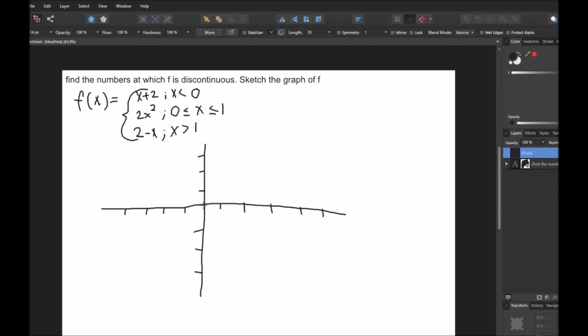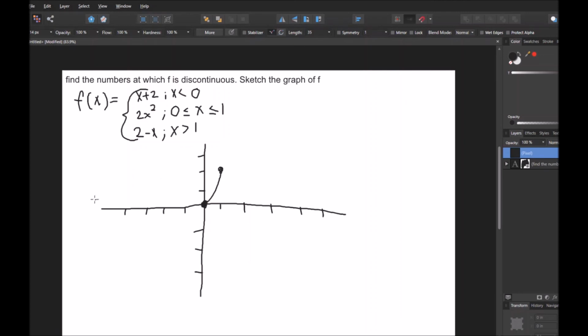So let's start at 0. That would be this middle one right here, because it's defined as 2x squared when x is greater than or equal to 0 and when x is less than or equal to 1. So at 0, 2 times 0 squared is 2 times 0, which is just 0. At 1, 1 squared is 1, and 2 times 1 is 2. So it's like that, and our graph would look like this. It should be a little bit more curved though, because this is a parabola. So it would look like that.